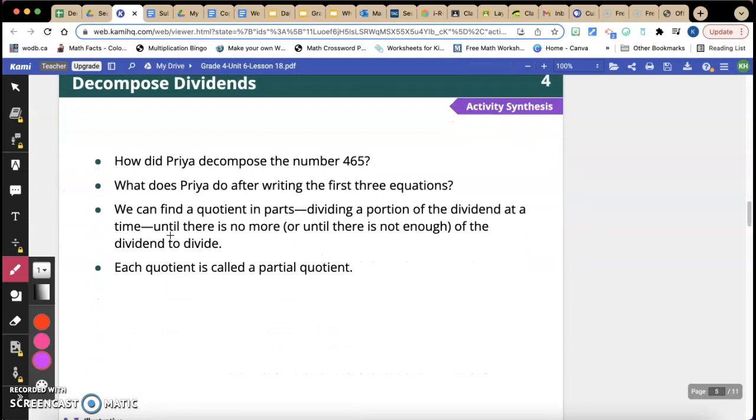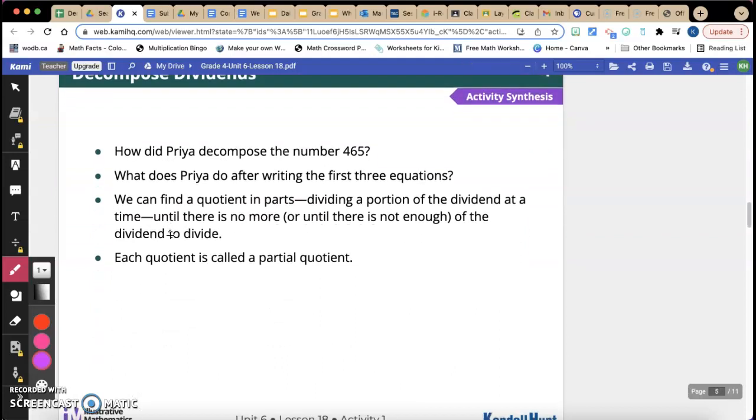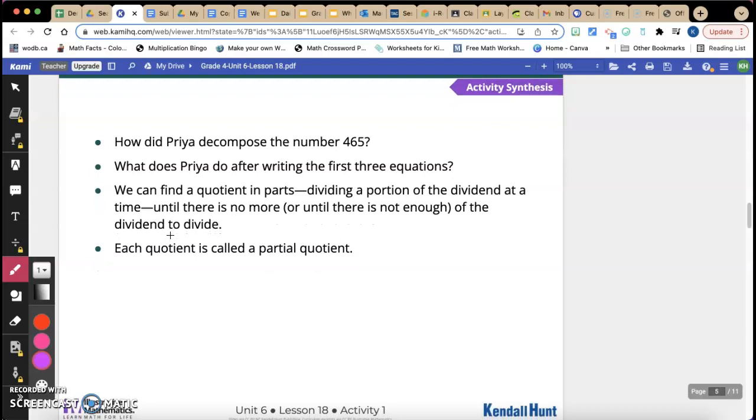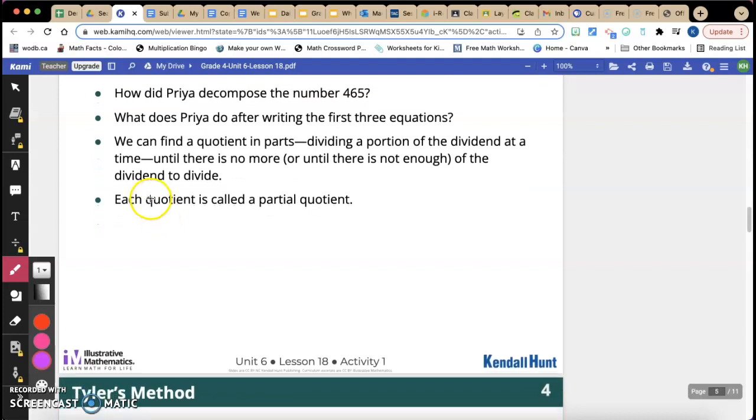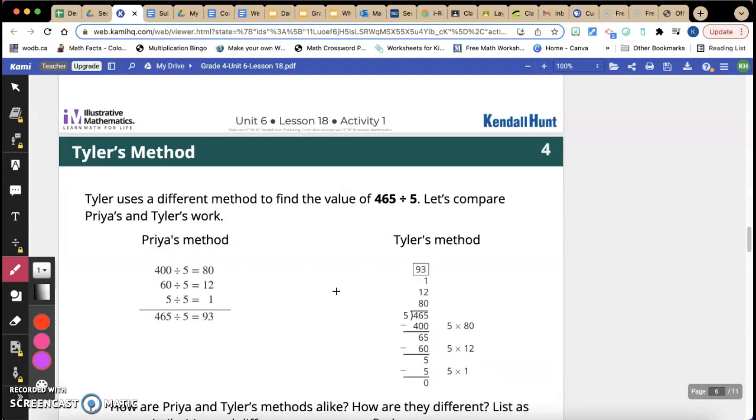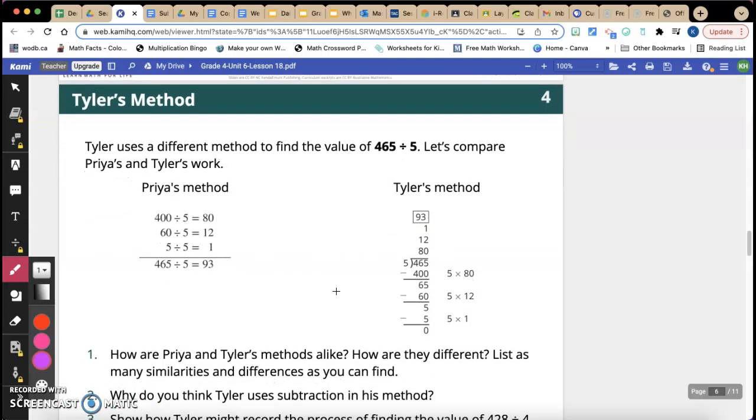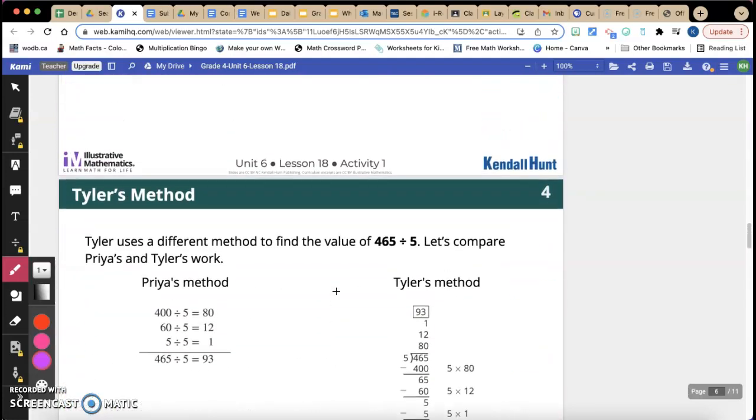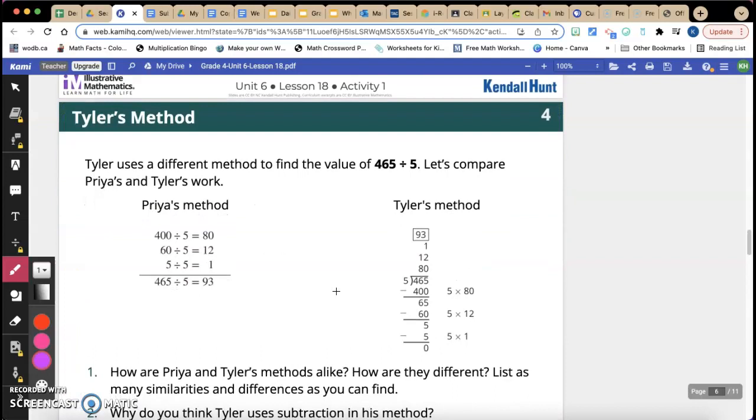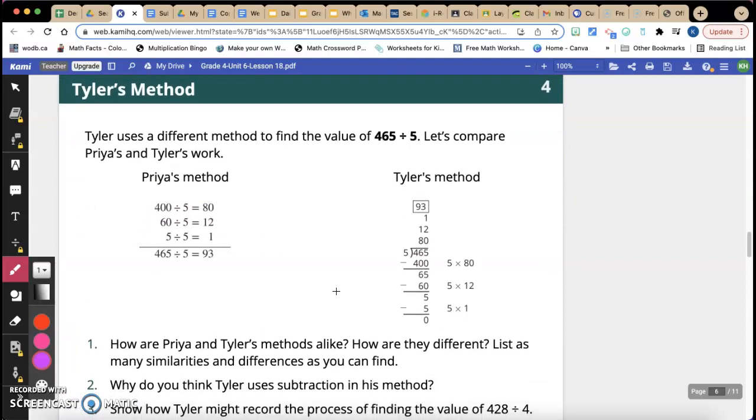We can find a quotient in parts, which is dividing a portion of the dividend at a time until there's no more, or until there's not enough of the dividend to divide. Each quotient is called a partial quotient, like we've been learning. Let's see. We're going to start this one. I may have to go to a new video.